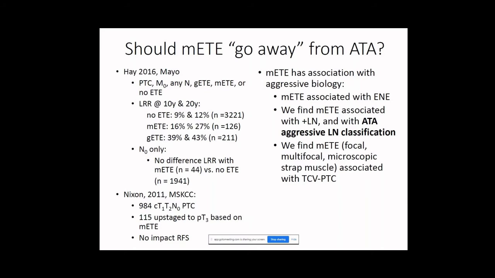Positive lymph nodes includes a range of significance, but we also find a significant association with the group that's classified as aggressive lymph node classification. We also find that microscopic ETE, as substratified, is significantly associated with tall cell variant of PTC. So I don't think that the data supports microscopic ETE going away, but it didn't go away from the AJCC based on the lack of concordance. It went away from the AJCC based on its lack of association with disease-specific survival. And that's all I have.